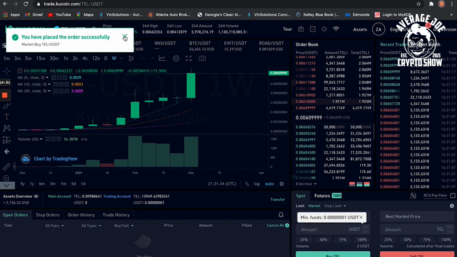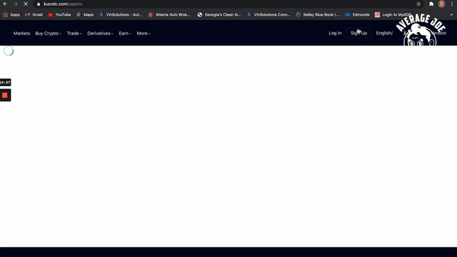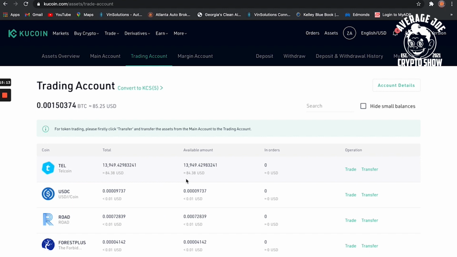Super easy. And I'll go back to my assets, and to my trading bag so you can see it all in there. Perfect. And you can see it's got 13K more TEL. Let's go, almost 14. We're out of here. So that's really it, guys. It's super simple. Hopefully this helped you out a lot. It should streamline it for you.